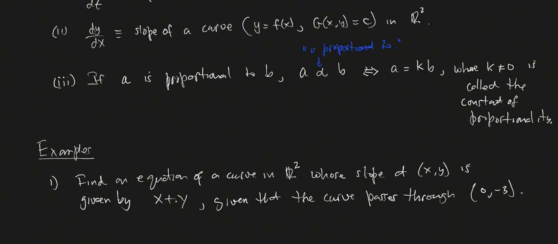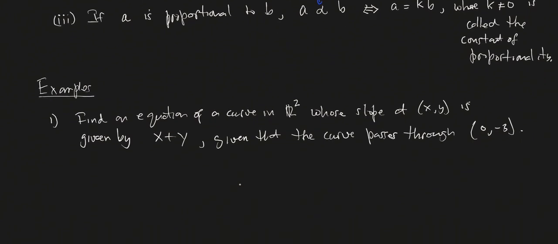So this is saying if I wanted to know what the slope of the curve is at, let's say, the point 10 comma 20, I would just add the x and the y coordinates together, and that would give me the slope, right? But what we want now is the equation of the entire curve, right?